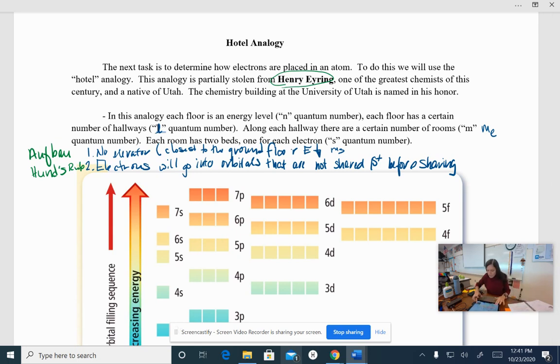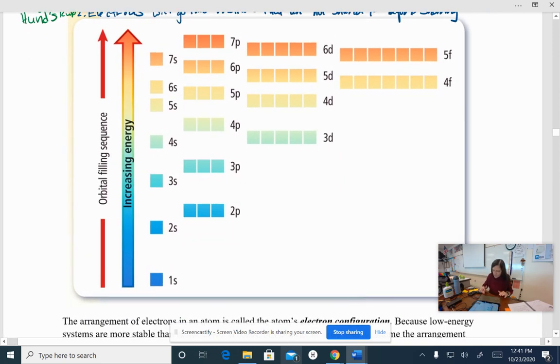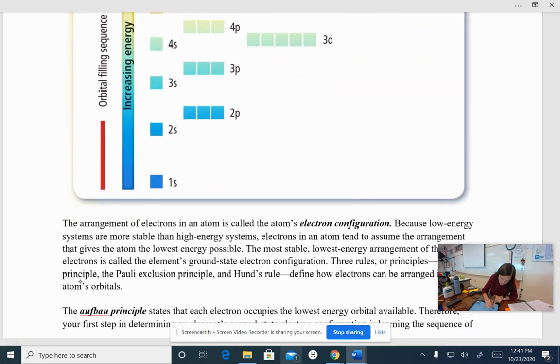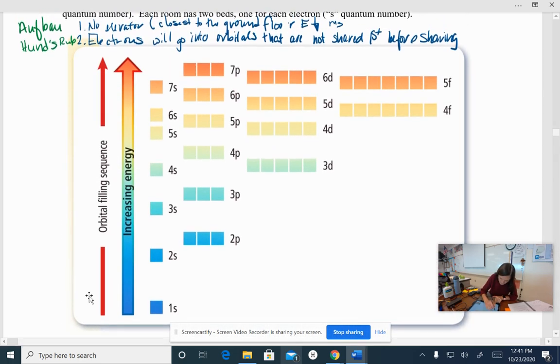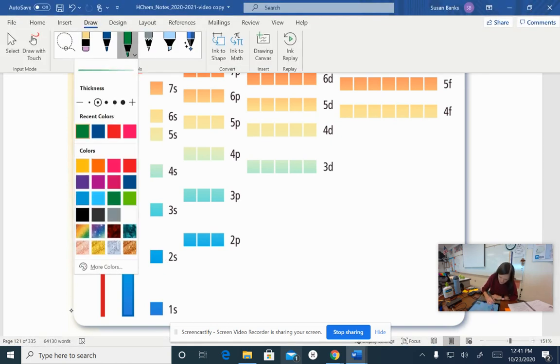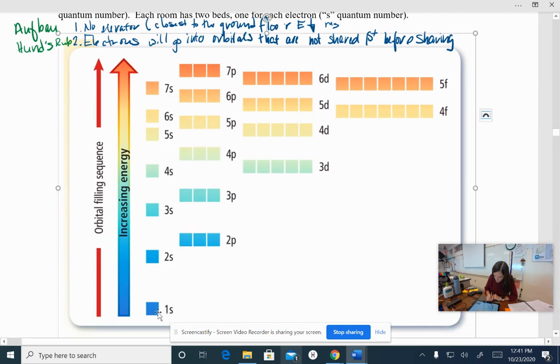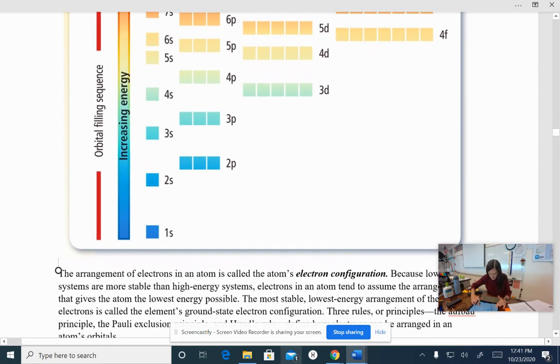Okay, so this is the map of the hotel, for lack of a better analogy. So notice as our energy goes up, we have our patterns of the orbitals that are going to be filled. So we have our 1s orbitals right here, 2s, 2p, 3p. It will come in handy to have this really quick.